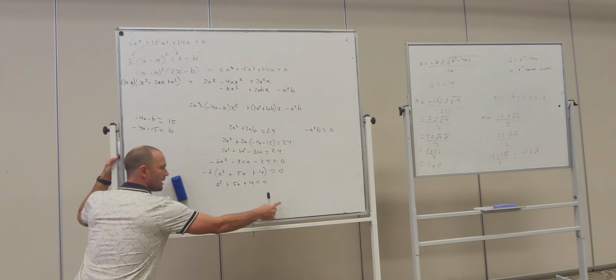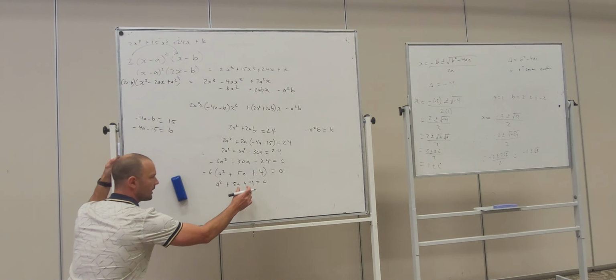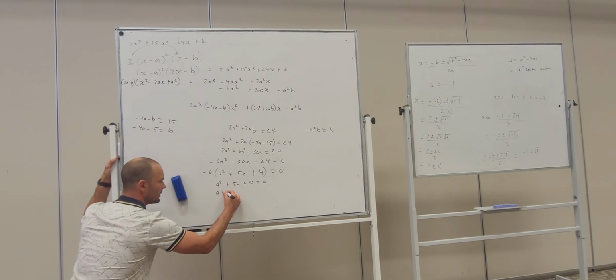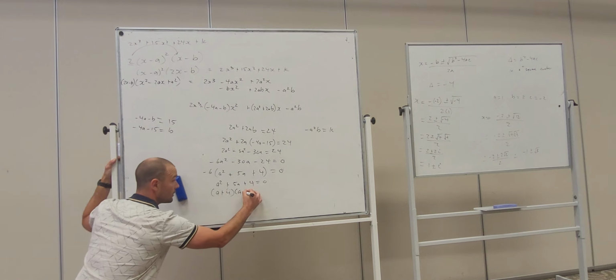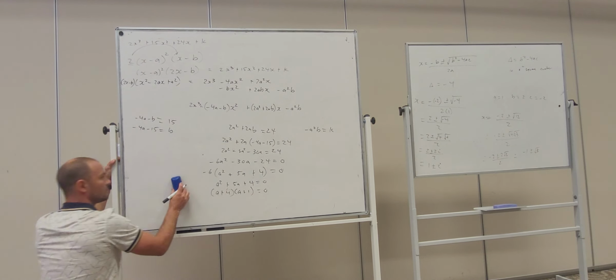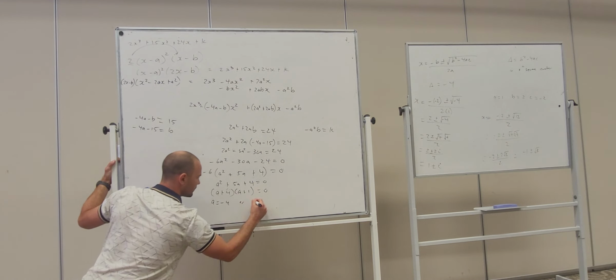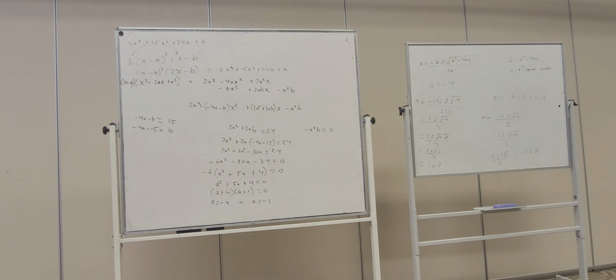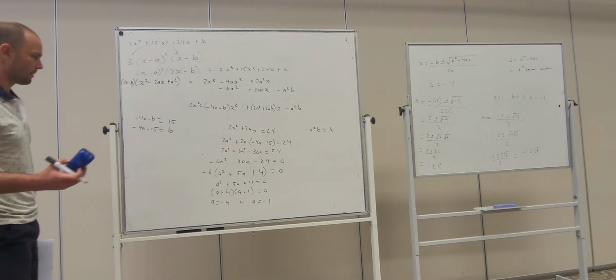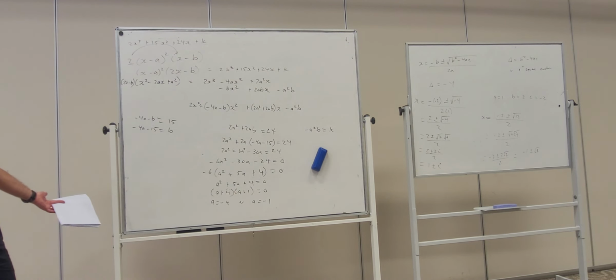Okay, so I'm looking for two numbers that multiply together to give me 4 and add to give me 5, so 4 and 1: a plus 4, a plus 1. Apply the null factor law. Okay, so we've got two values for a. A is minus 4 and a is minus 1. Which means we're going to have two values for b.